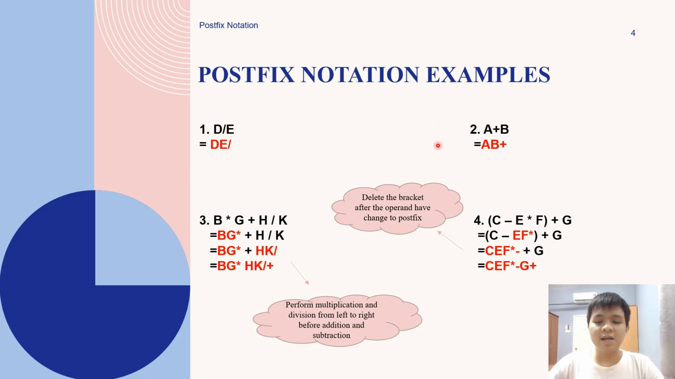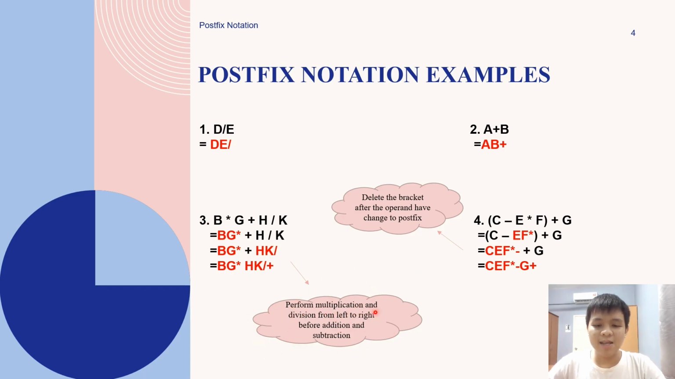So let's see example 2. Example 2 has the same solution as example 1. We just need to move the operator to the back. So the answer will be A, B, add, and it's settled too. So let's see example 3. Example 3 is a little bit more difficult than example 1 and example 2. So before we start, let's see some tips about this.